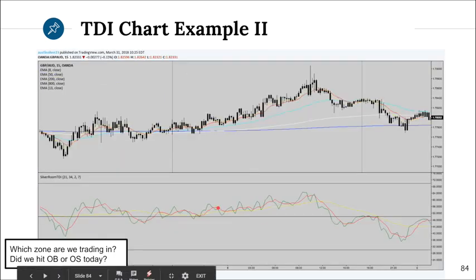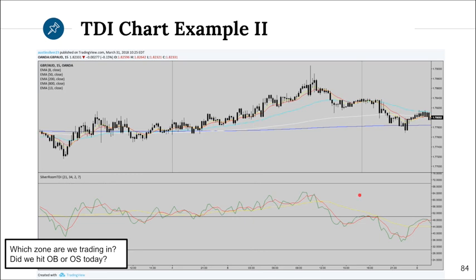I want you to quiz yourself here. Which zones do you think we're trading in? And did we hit overbought or oversold for this day? So we're looking right here. You can see these black dotted lines. These separate the days. So we're looking right here at this day. And I want you to just really quick pause the video or whatever you need to do. Think, did we hit overbought or oversold today? And what zone are we trading in?